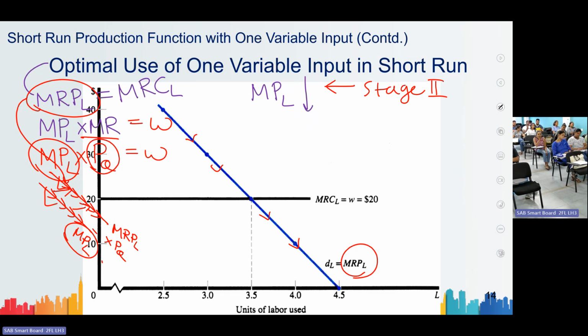To decide the optimum use of labor, marginal revenue product of labor, which is the multiplication of MPL into price of output, should be equal to the wage rate. Like the price, wage rate is also fixed. So this is the wage rate, which is marginal resource cost of labor.